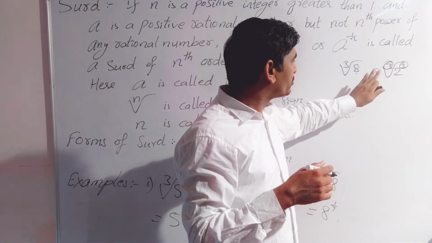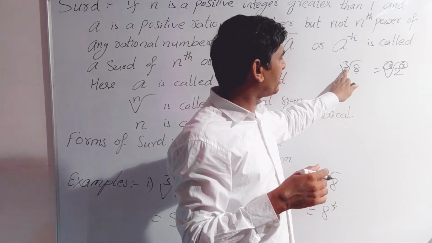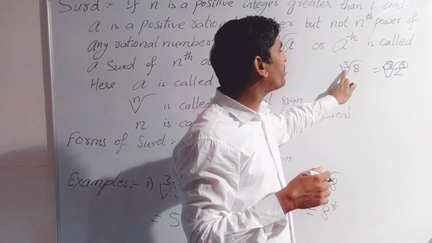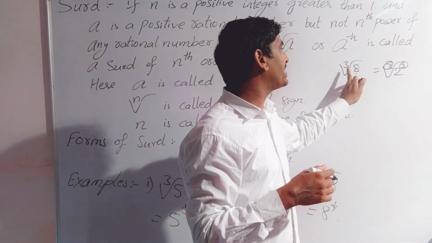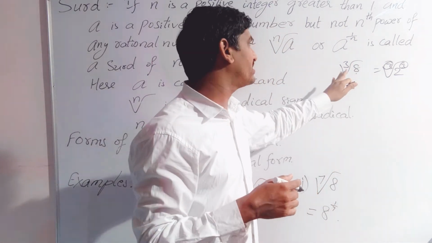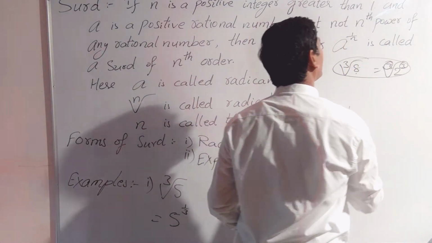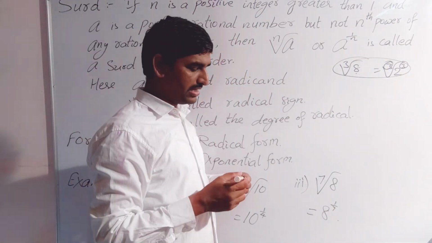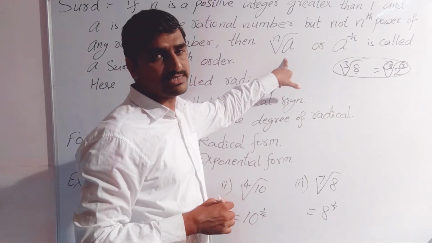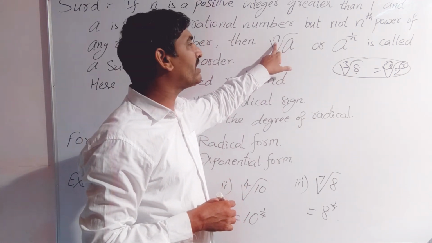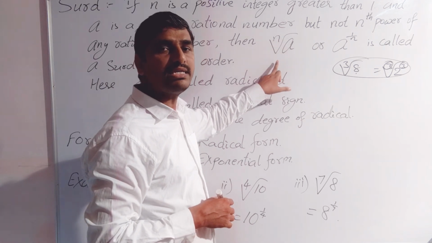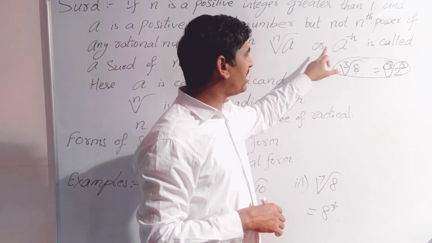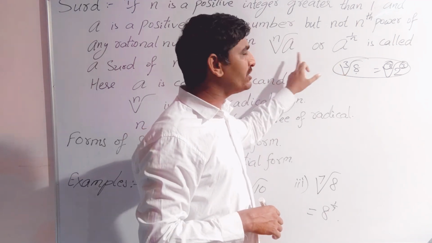So a is not the nth power of another rational number. For 8 we are getting 2 cube, so it is not a surd. Otherwise, nth root over a is called a surd of nth order. This order is the nth order. Here two forms are there. Either this can be written or this can be written. Any one of these two is written.